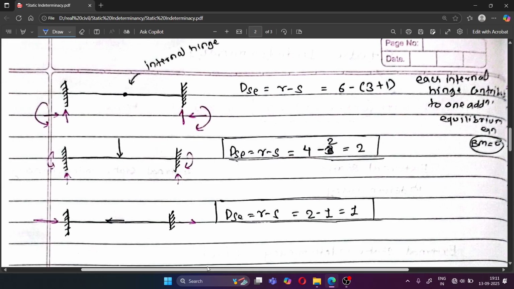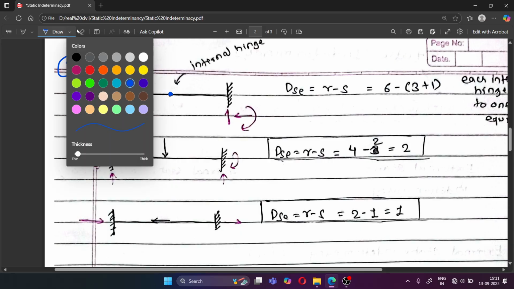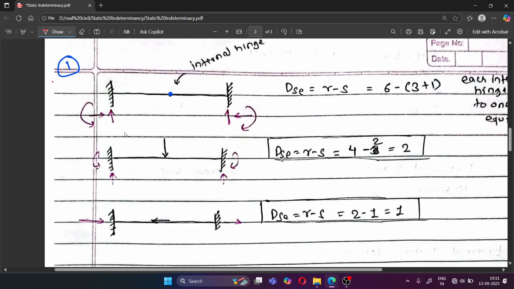Okay, so this is the first example of a fixed beam. As there is no specific loading, that means there is a general load, that means vertical and horizontal forces are there, and additionally you can see one internal hinge is there. Because of the general loading there will be a vertical reaction, a horizontal reaction and a moment generated. Similarly 1, 2 and 3. So my total reactions are 6.